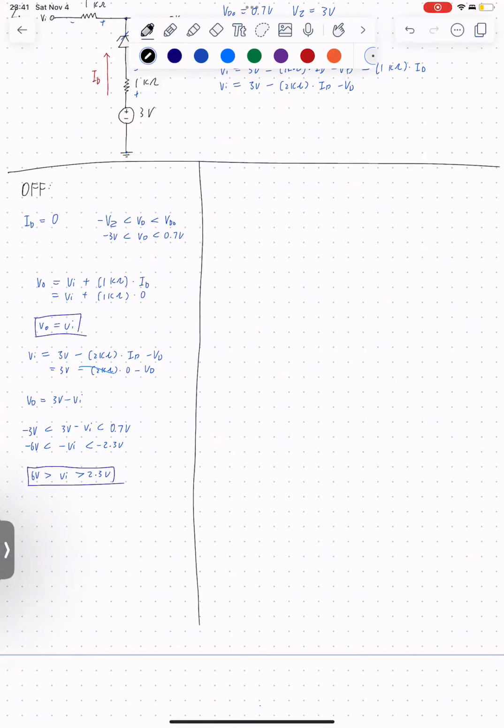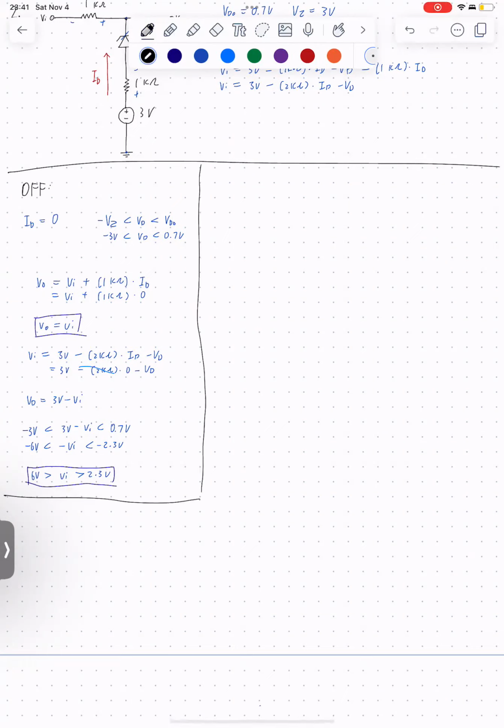Now we want to do our second assumption and assume that the diode is on. Now we want to assume the diode is on.